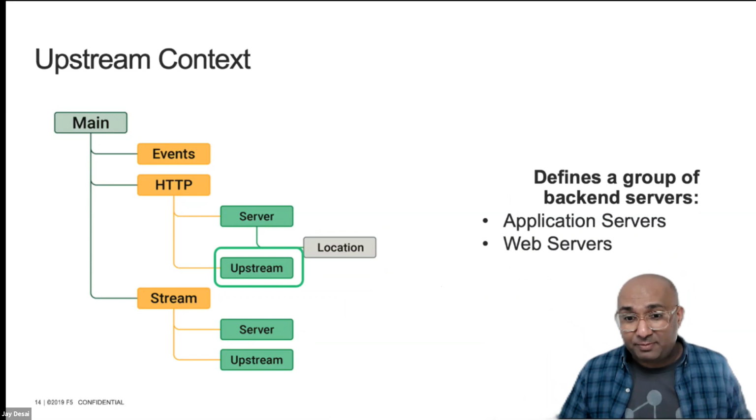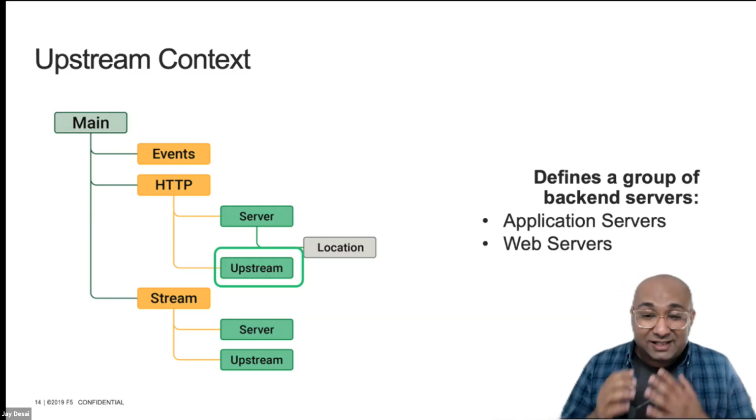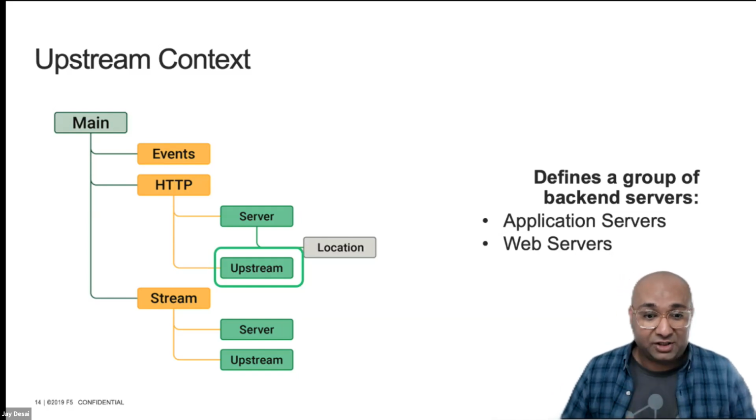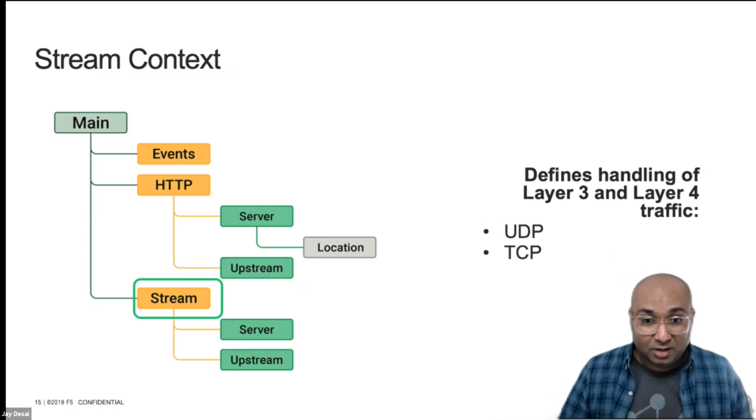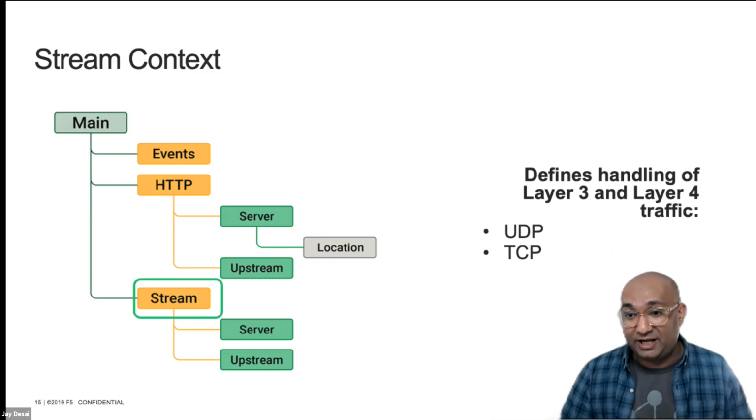Similarly, the upstream context defines a group of backend applications, application servers or web servers, essentially to use in a load balancing use case. The stream context defines how NGINX handles the layer 3 and layer 4 traffic, such as TCP and UDP.